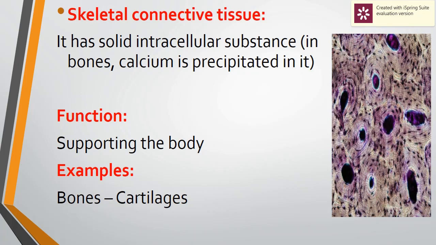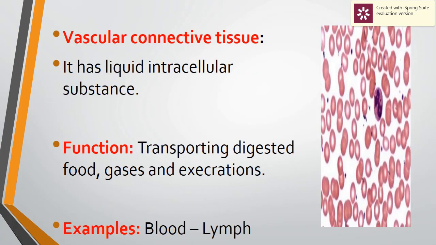The third one is vascular connective tissue, where the intercellular substance is fluid. This is mainly like the blood and lymph. Blood and lymph's main function is transportation of the digested food, gases, and excretory material and substances. They are like liquid and fluid carrying substances inside it, moving from one part to another part.